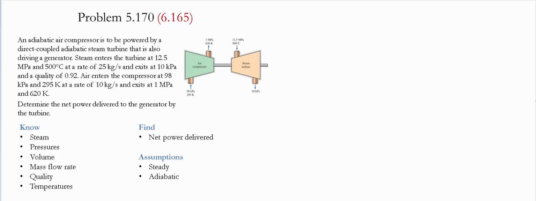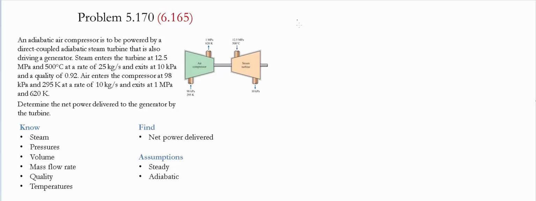An adiabatic air compressor is to be powered by a direct coupled adiabatic steam turbine that is also driving a generator. Steam enters the turbine at 12.5 megapascals and 500 Celsius at a rate of 25 kilograms per second and exits at 10 kilopascals and a quality of 0.92. Air enters the compressor at 98 kilopascals and 295 Kelvin at a rate of 10 kilograms per second and exits at 1 megapascal and 620 Kelvin. We need to determine the net power delivered to the generator by the turbine.